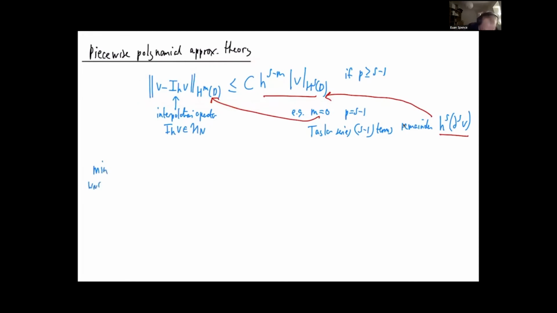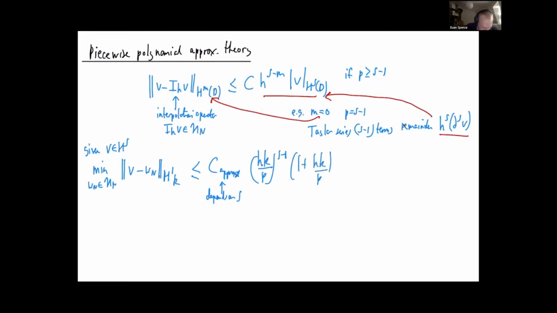So again, this smallest error in approximating a function v in this piecewise polynomial space, measured in the H^1_k norm, given v in H^s, is bounded by some constant, say C_approx, that depends on s, times hk over p to the s minus 1, times 1 plus hk over p, times k to the minus s, times |v|_s, this H^s semi-norm. Again, this is if p is greater than or equal to s minus 1.